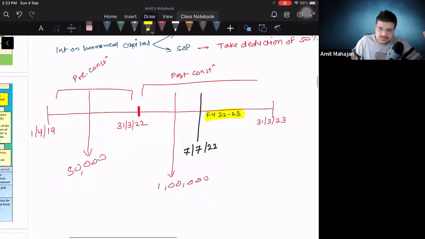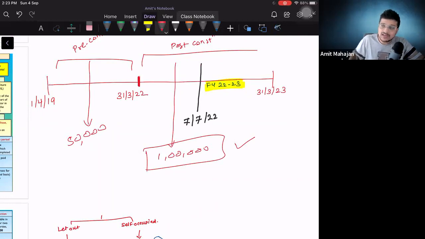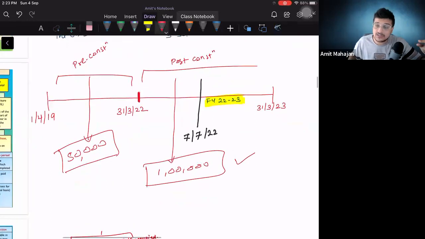अगर 22-23 में मुझे डिडक्शन लेना है तो मुझे क्या करना पड़ेगा? तो उन्होंने बोला पहले पोस्ट कंस्ट्रक्शन का इंटरेस्ट ले, वो है 1 लाख रुपीज. तो ये 1 लाख रुपीज पोस्ट कंस्ट्रक्शन इंटरेस्ट, I will get it full. बट जो प्री कंस्ट्रक्शन इंटरेस्ट है, दैट इज 50,000. उन्होंने बोला 50,000 का डिडक्शन तो तुझे मिल जाएगा बिकॉज दैट इज योर कॉस्ट, बट I will not get the 50,000 entirely in the first year of the post construction period. उन्होंने बोला दैट 50,000 जो प्री कंस्ट्रक्शन इंटरेस्ट है, you will get it in 5 equal installments.